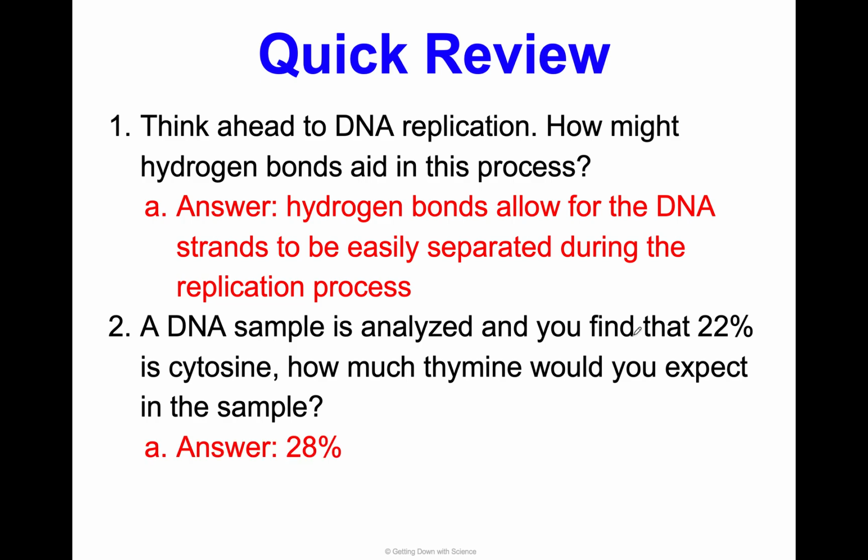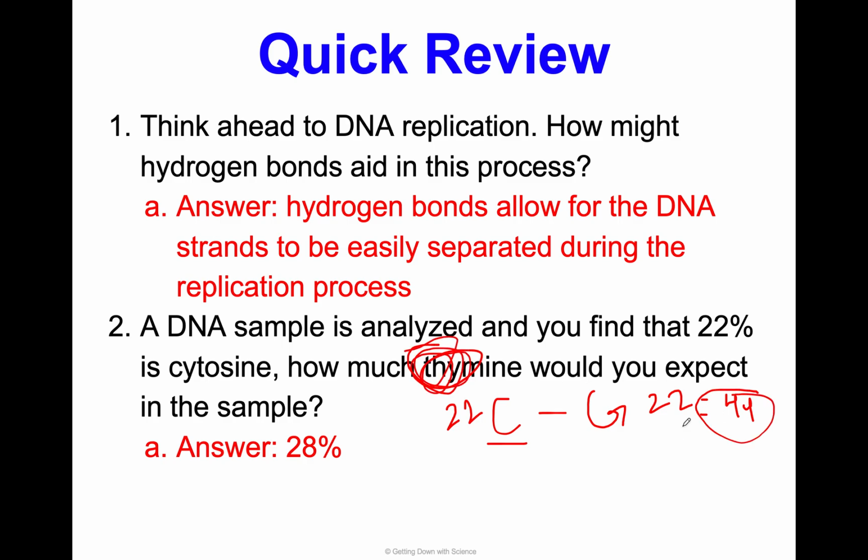22% is cytosine. How much thymine would we expect to see in this sample? So cytosine is the C, and it would pair with the G. If you got 22 over here and 22 over here, that equals 44%. So 44% of this DNA would be guanine and cytosine. But they're asking about thymine. So what are we going to do?